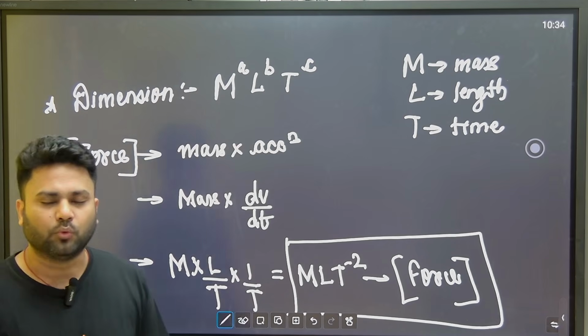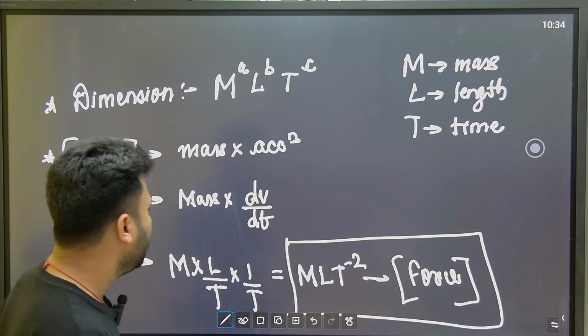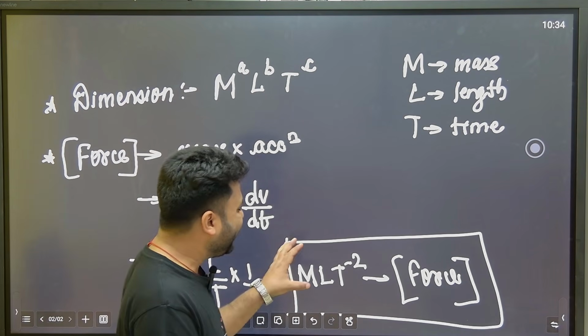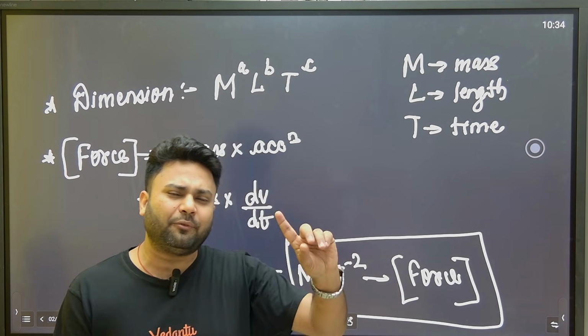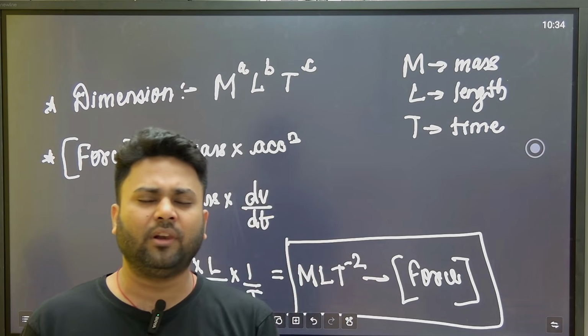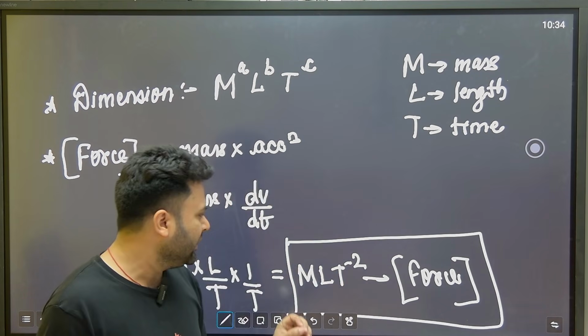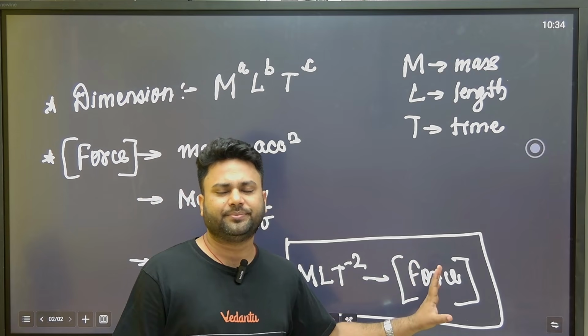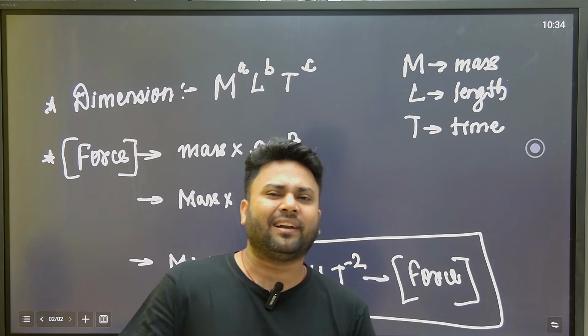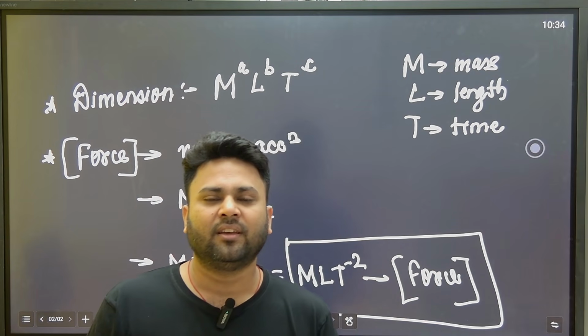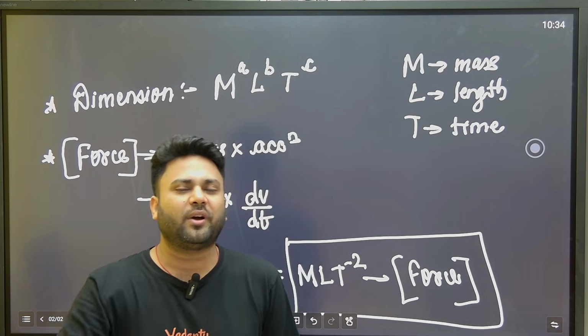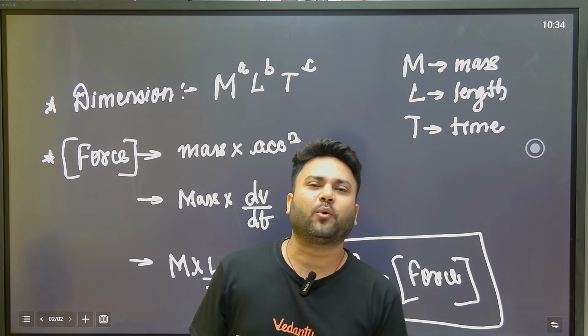mLT minus 2. Now I request all the students to at least remember this. Only one formula, only one dimension you have to remember. That is the dimension of force, because it is repeatedly used in the exam. They ask the dimension of those quantities in which force will be required.